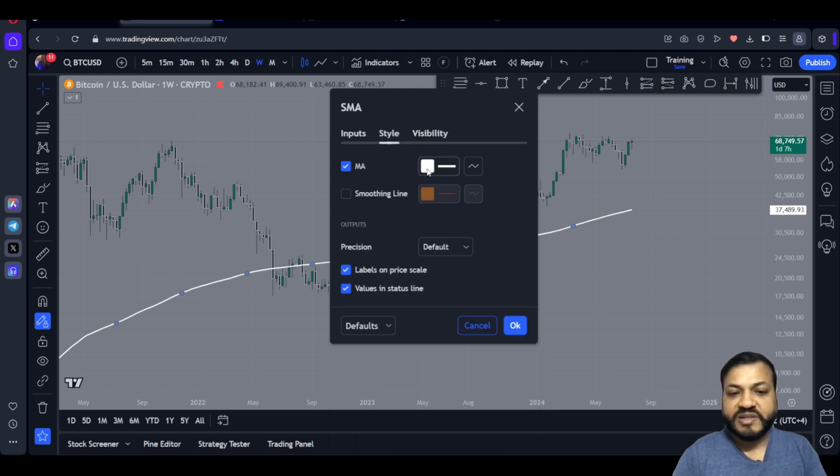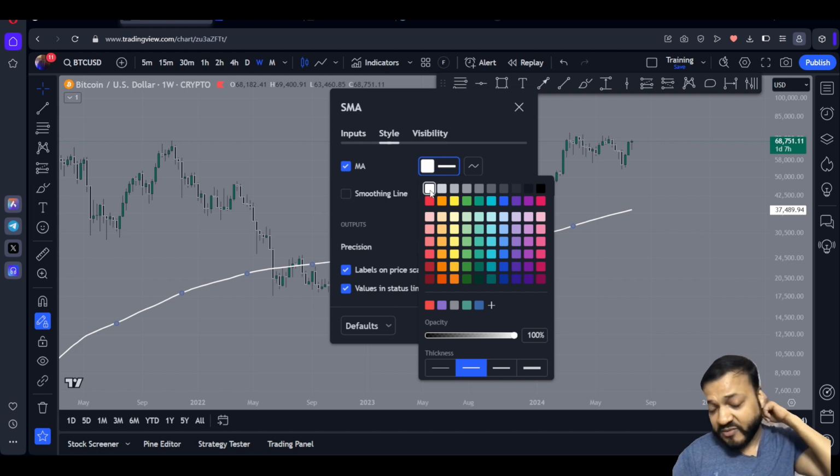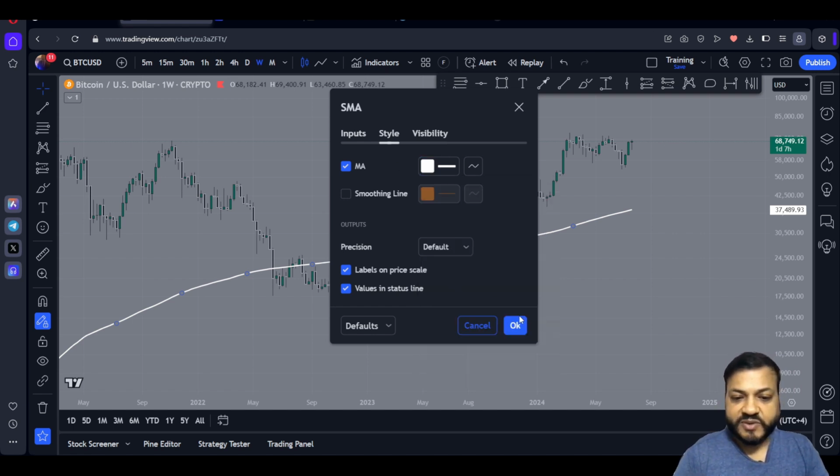Apart from that, you can select whatever colors you want, and the width, like how thick you want it. So this one is 200, so I keep it a little thicker, so I understand this is the higher time frame, the higher moving average. And I keep it white, so I know every moving average has a different color. So for the 200 moving average, I always use white. You guys can choose according to your color preferences. So yep, this is it.